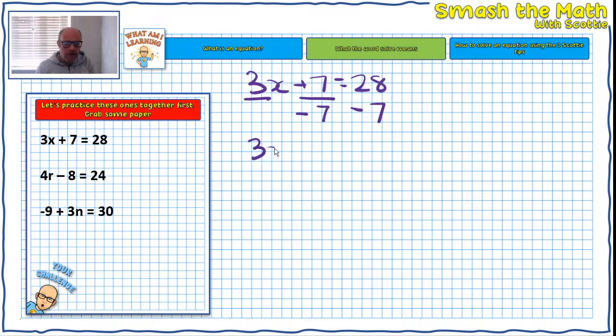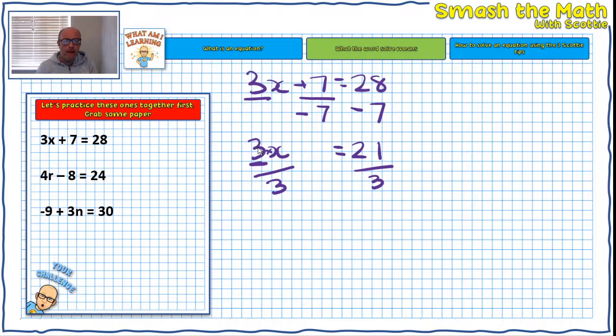So now I've got 3x, 7 take away 7 is 0, don't need to write anything, equals 28 minus 7, which is 21. So I've done the first step. Now my second step is I need to get rid of this 3. To do that, remember there's a times in there. That coefficient's telling us how many lots of x we've got. So I'm going to divide, because that's the opposite of times, by 3.